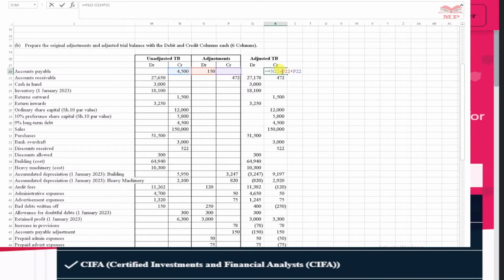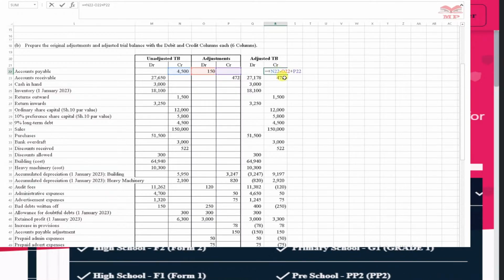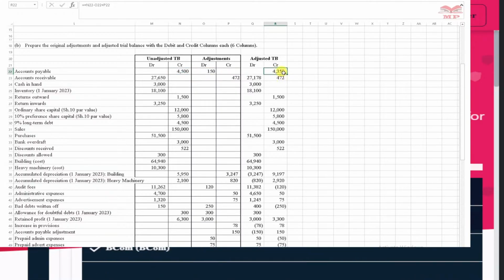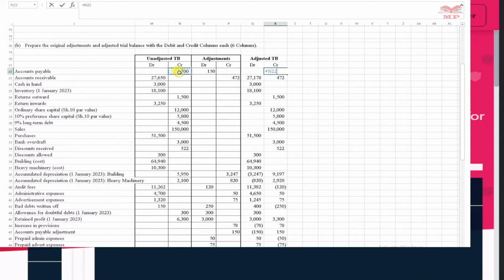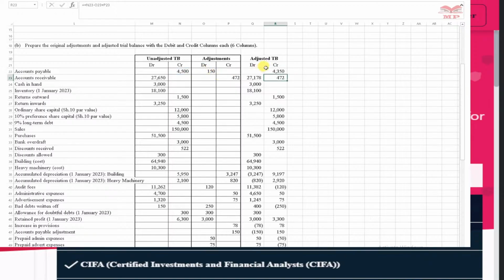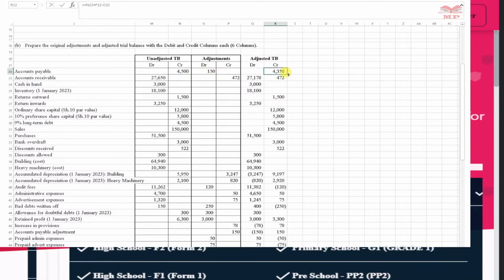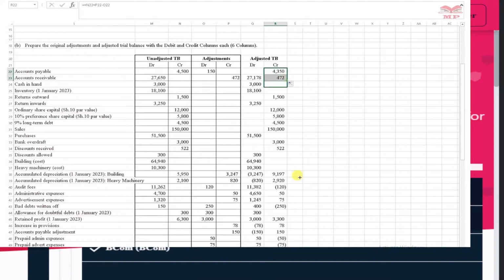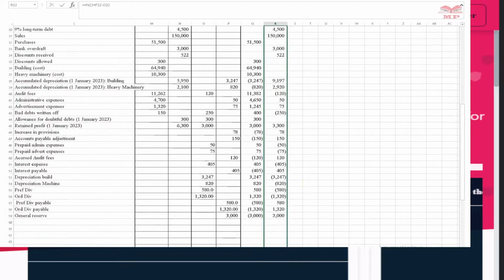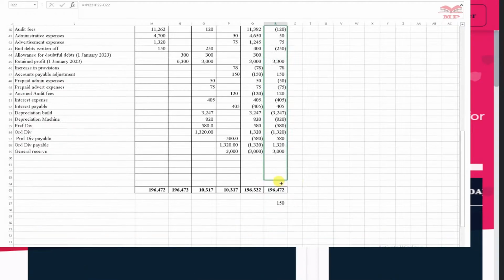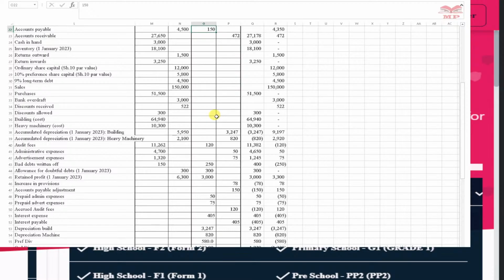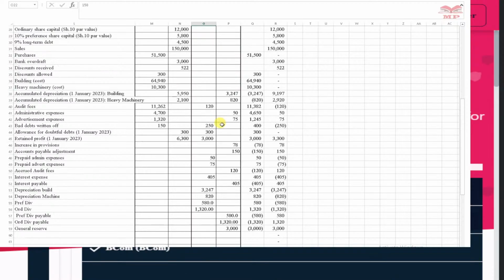So we are adding, so it's just going to be 4,500. Then we add this credit and subtract debit. That should be it. Should be 150. Also factored in the 150.